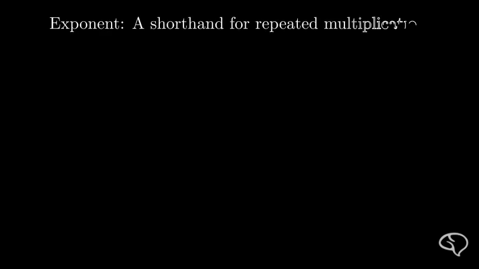What does an exponent actually mean? An exponent is a shorthand way to write repeated multiplication. It tells you how many times to multiply a number by itself. Let's look at an example. Consider the expression 2 to the power of 3.